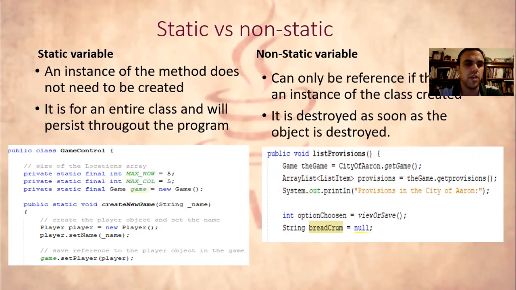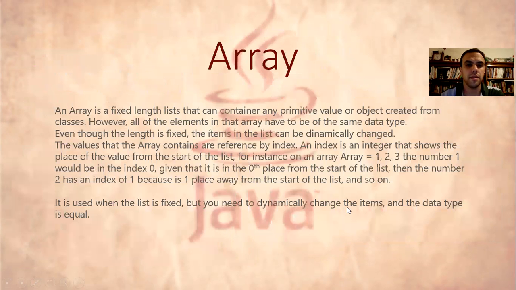We have an example here, for instance, this private static final int MAX_ROW. It is used throughout the whole program in many different places, and because this is static, that's possible. Here is an example of a non-static. In the int option chosen, I have it set as view or save, and it is only used inside of this object. When the object is destroyed, the variable is destroyed with it.